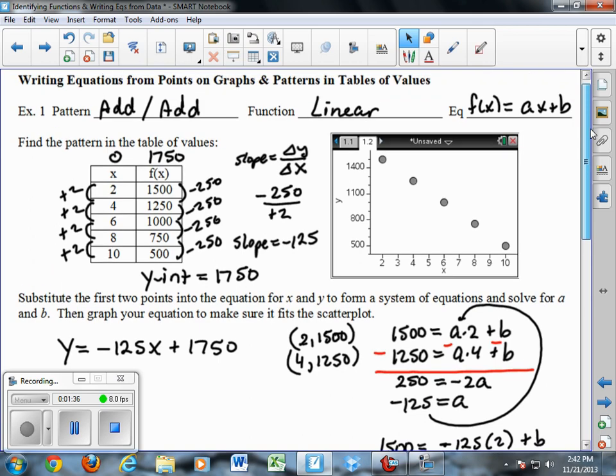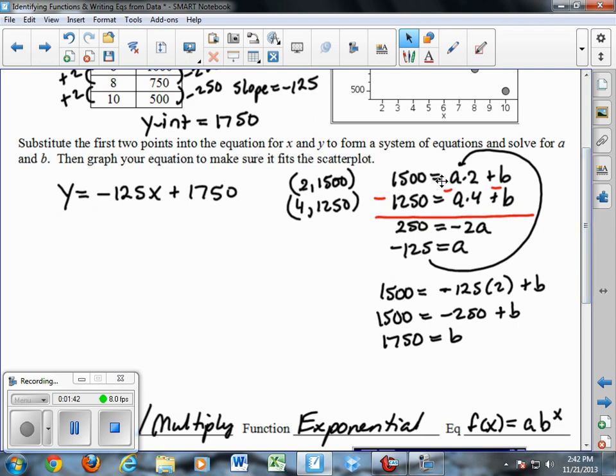So I'm going to substitute the y value for the y and the x value for the x here, and I get 1500 equals a times 2 plus b, and negative 1250 equals a times 4 plus b, using these 2 points. To solve this system of equations to figure out what a and b are, I can subtract the second equation from the first, getting 250 equals negative 2a. The b's cancel out. Or negative 125 equals a.